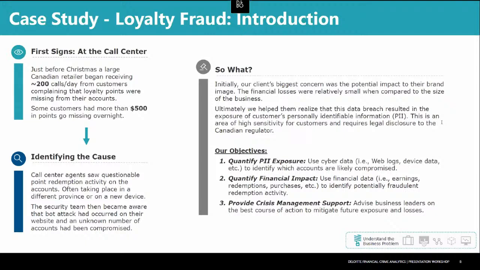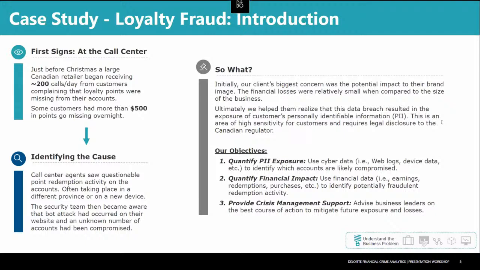So think of a loyalty provider that you're familiar with. These are things like Air Miles, Triangle, Plum Points, Optimum, your SO card, whatever. These are all examples of loyalty providers. Where this all started was the business started receiving calls into their call center, something like 200 calls a day, where customers were calling in and complaining that their points had just vanished.